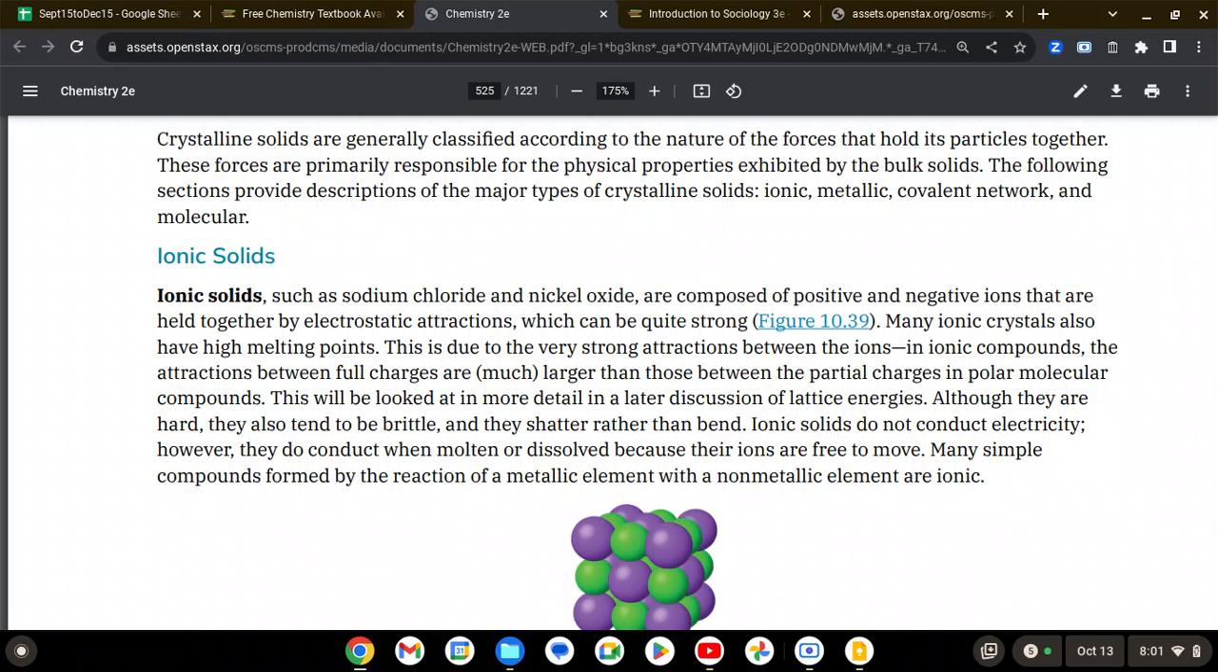Ionic solids. Ionic solids such as sodium chloride and nickel oxide are composed of positive and negative ions that are held together by electrostatic attractions, which can be quite strong.